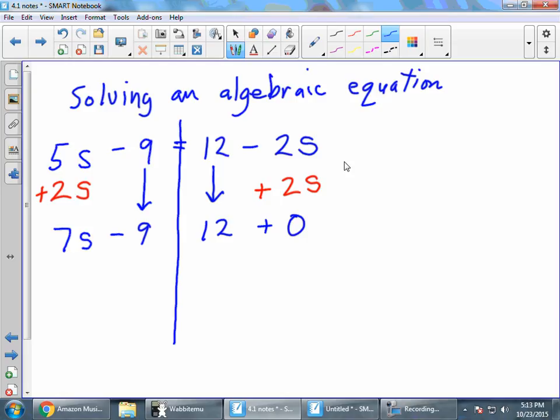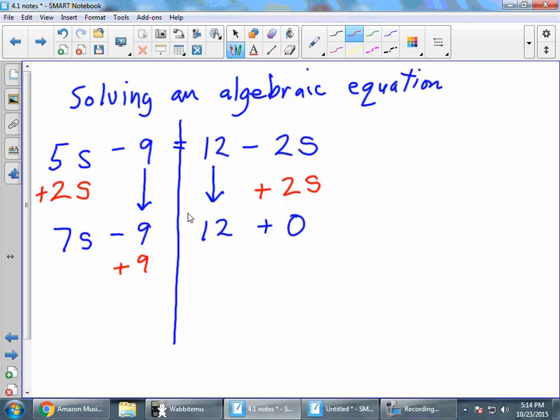So now I have 7s plus 0 minus 9 on one side, 9 being an integer, and I have 12 on the other side. It is also an integer. So my ideal goal would be to get rid of this 9. And I can do that by doing the opposite. It's negative 9, and the opposite of that is positive 9. So I can add 9 there.